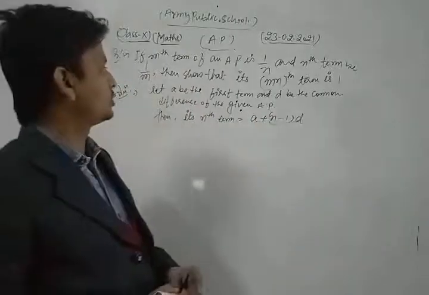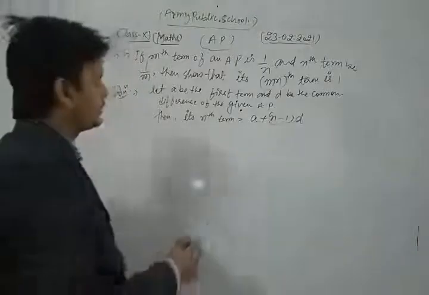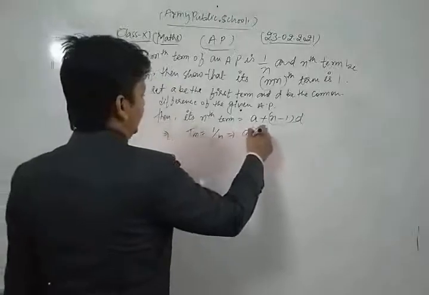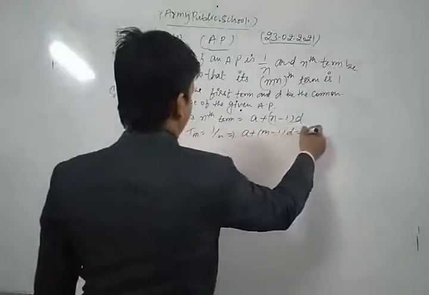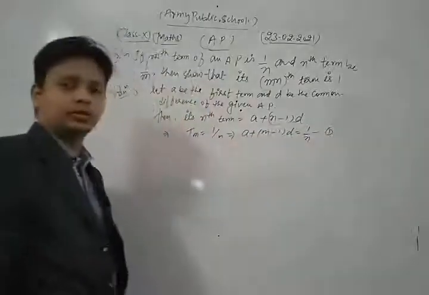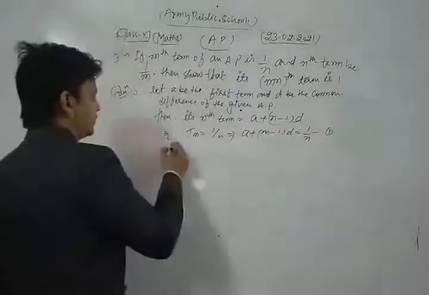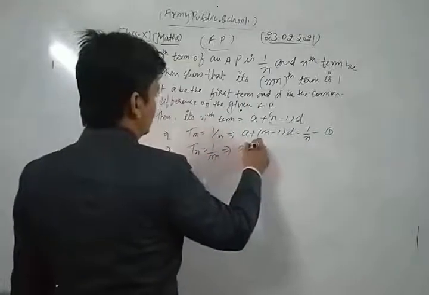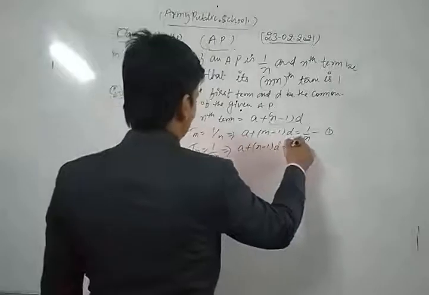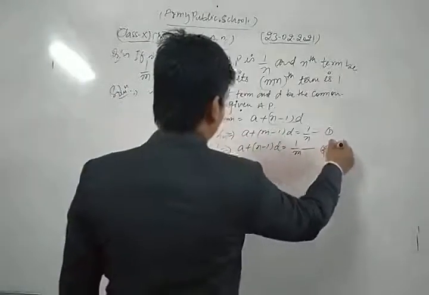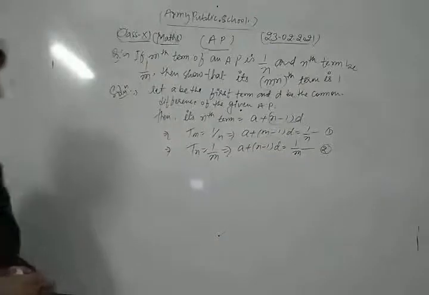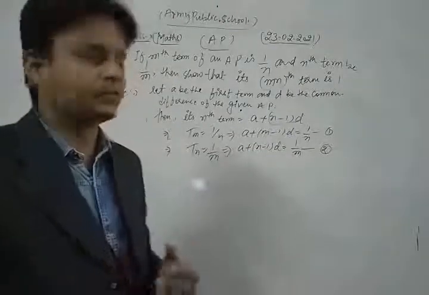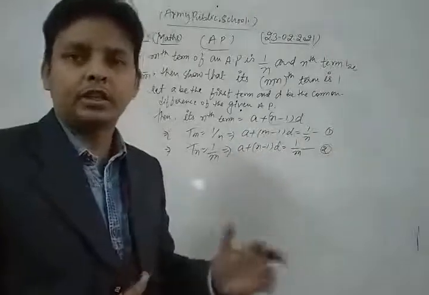Now let's see, according to the question, the mth term is 1 upon n, so we write a plus m minus 1 into d is equal to 1 upon n. Take this as equation number 1. Similarly, its nth term Tn is equal to 1 upon m, that is a plus n minus 1 into d is equal to 1 upon m. Take this as equation number 2. So dear students, in this way we form two equations according to the statements.